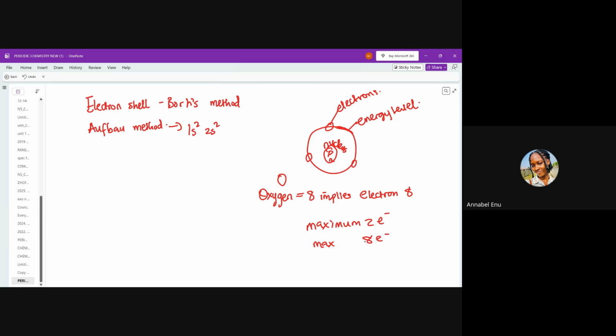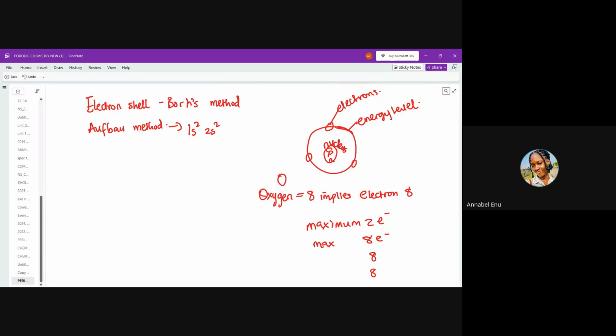Okay, there's actually a formula to get this. And the third one has a maximum of 18. But for the first 20 elements, we would continue with 8 and 8 and so on, okay? And also for your level. So as we are progressing in energy level, we keep having a maximum of 8 electrons. Okay, I can see someone raising up their hand. Do you have a question?